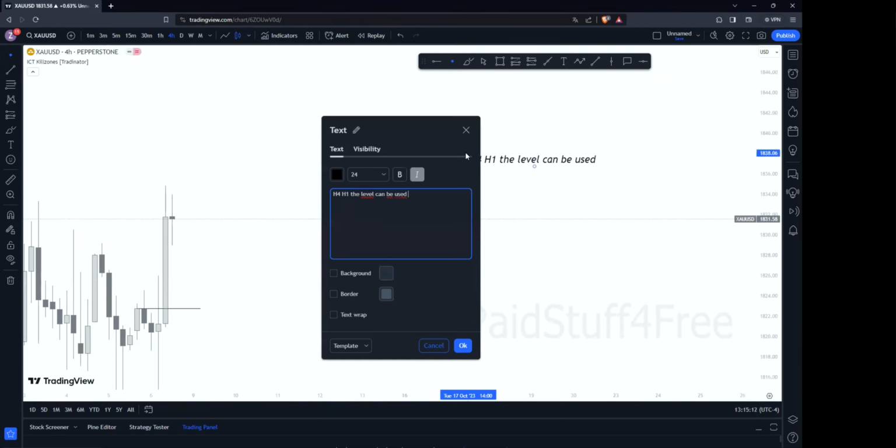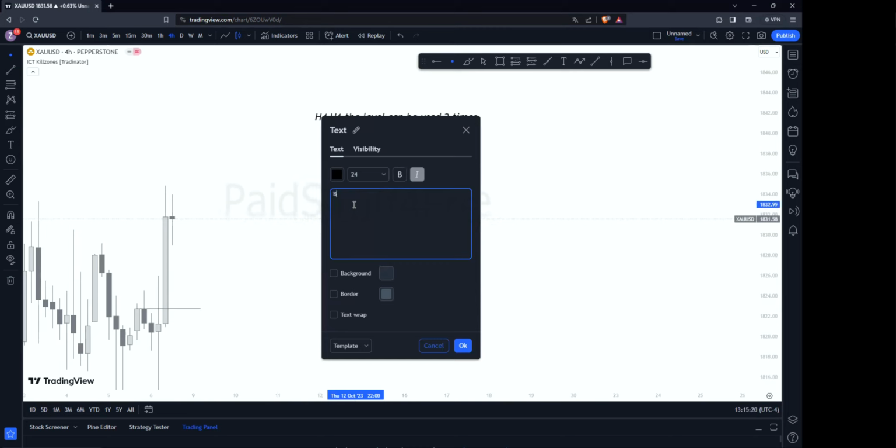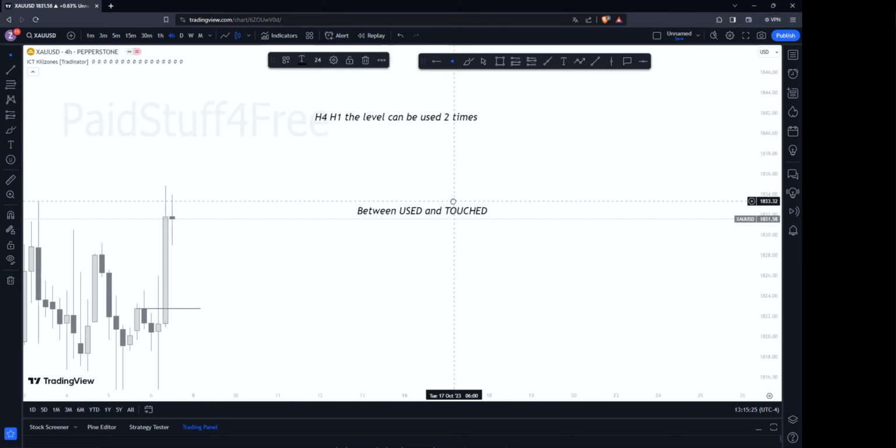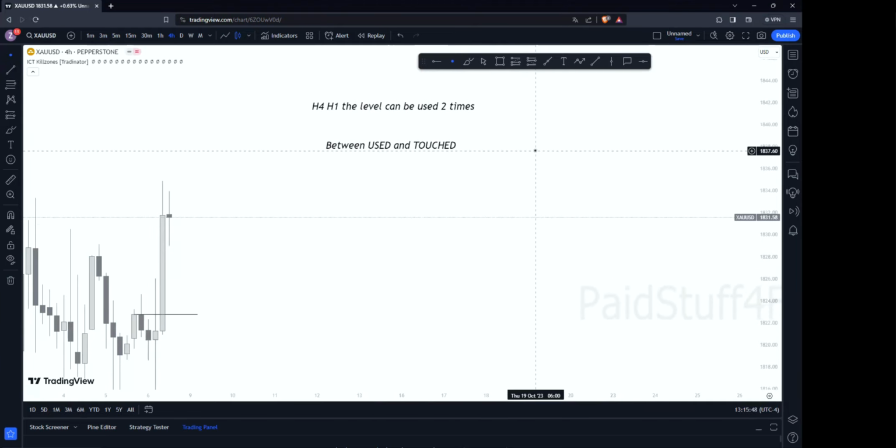used 2 times. When I say used, okay, there is a difference, guys. You have to understand the difference between used and touched. When I say used, that means when the level was good for entering a buy or a sell position. Like when you press the button, that's one use. That's when it's called used. But touched doesn't mean that you press the button there.